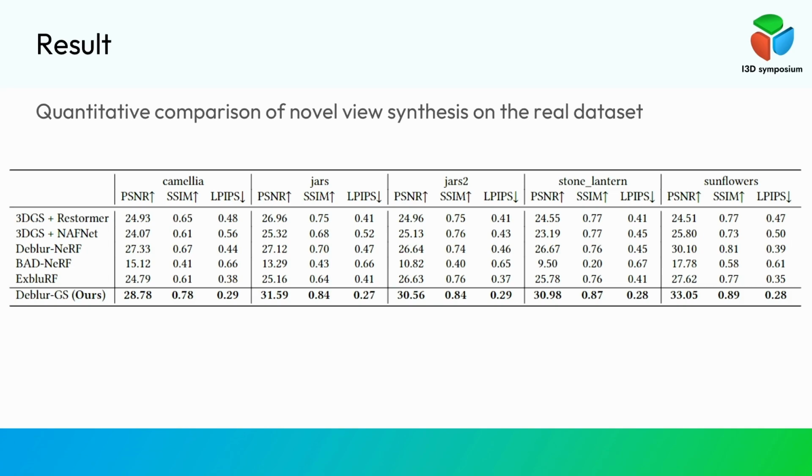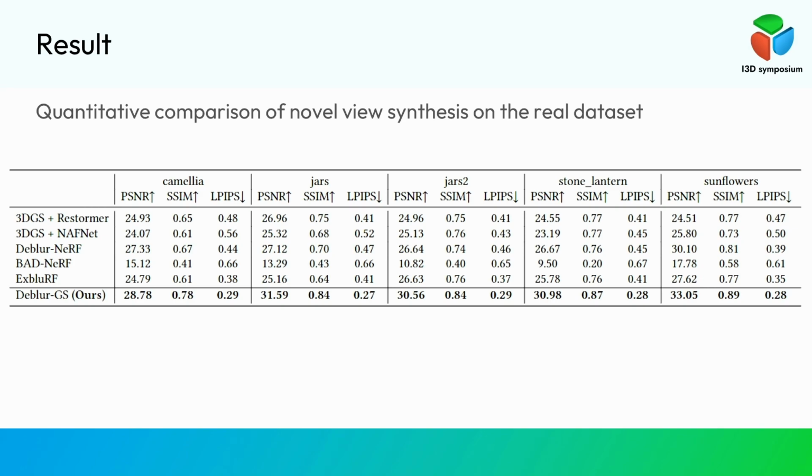So here is the quantitative comparison of novel view synthesis on the real dataset. They show that the method consistently outperforms previous approaches on image deblurring and novel view synthesis. The first 2 groups are for the 2D image deblurring preprocessing methods. One is called Restormer and another called NAFNet. After the preprocessing, they use 3D Gaussian splatting reconstruction, do the novel view synthesis, and get a result.